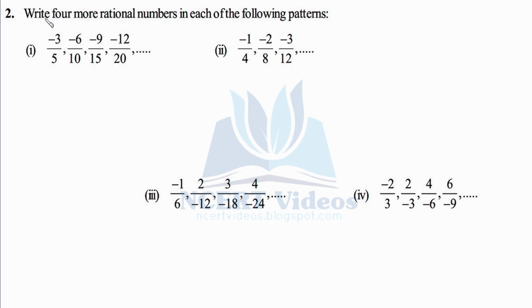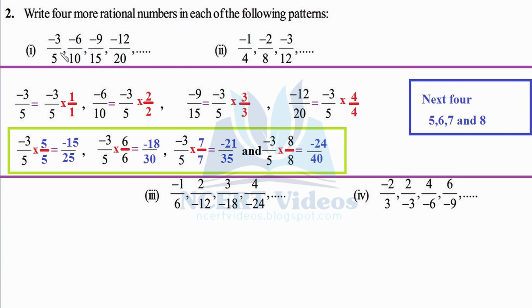Question second. Write 4 more rational numbers in each of the following patterns. So we have to find 4 more rational numbers by first recognizing the patterns. First part, minus 3 over 5, comma, minus 6 over 10 and so on. So first of all, we will write the given rational numbers. So minus 3 over 5, this and this one. Now we have to find the pattern.